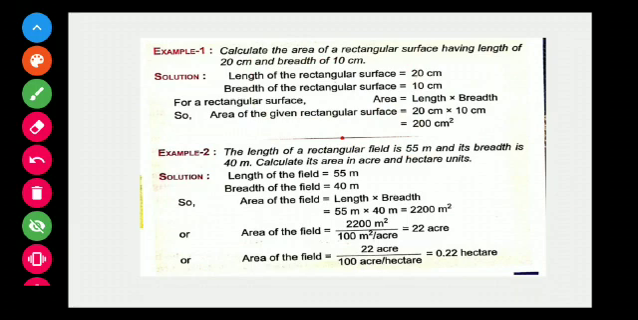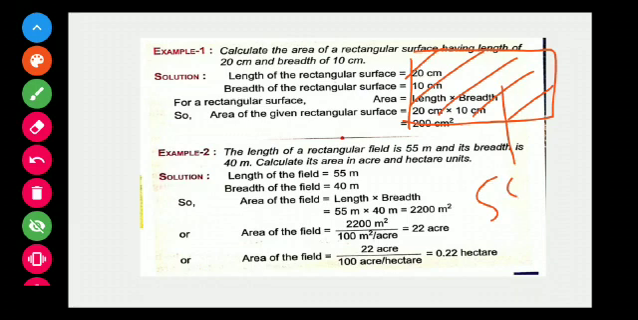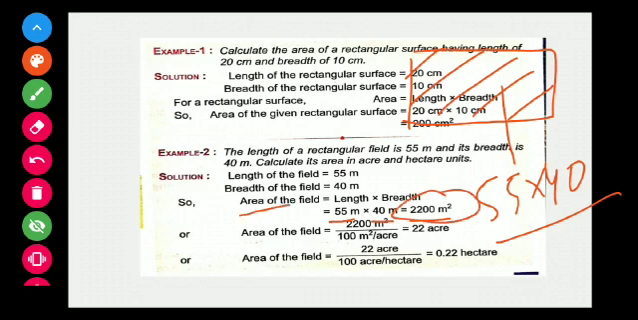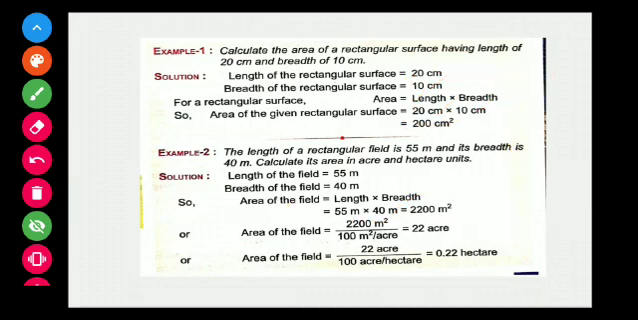What is the formula for area of field? This is your area of field, and this area is equal to length into breadth, that is 55 into 40. After multiplication of 55 meter into 40 meter, that is 2200 meter square. This is your area of field. The area of field is equal to 2200 meter square. Your next question is calculate its area in acre and hectare.